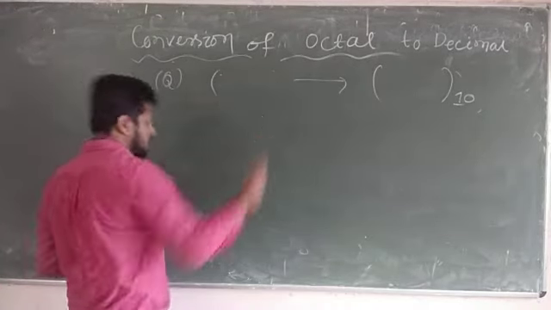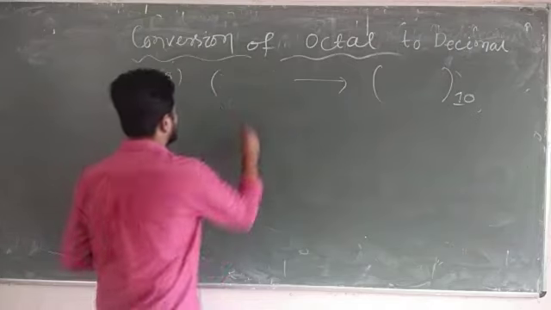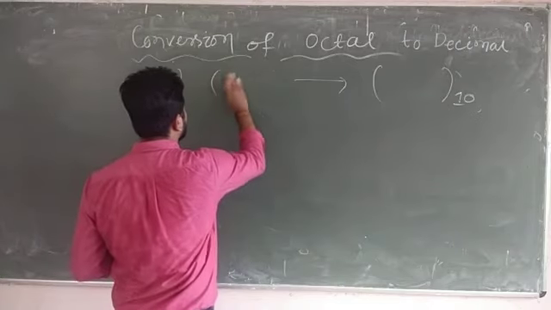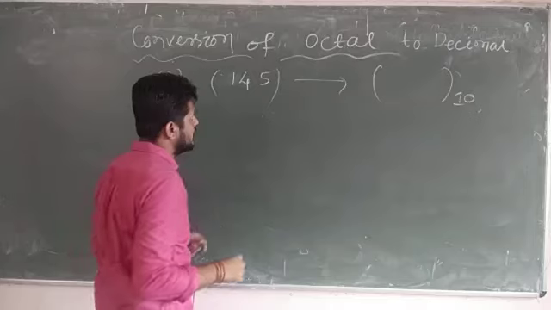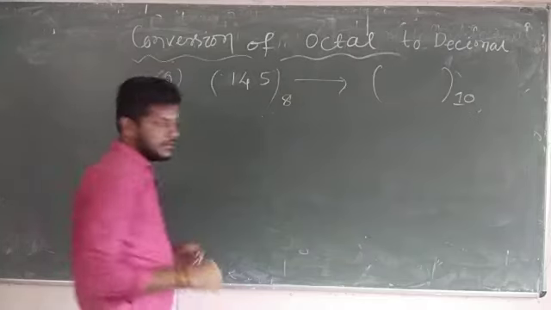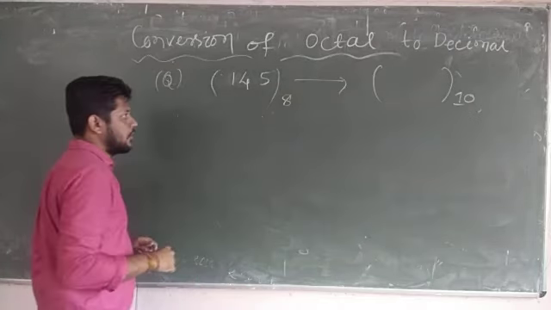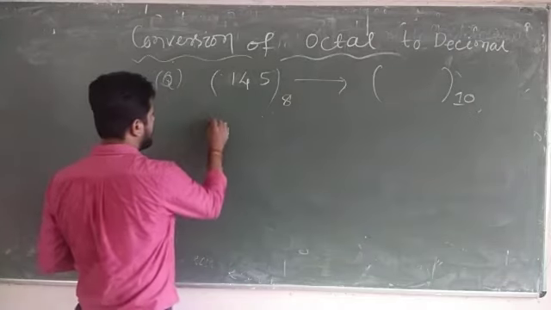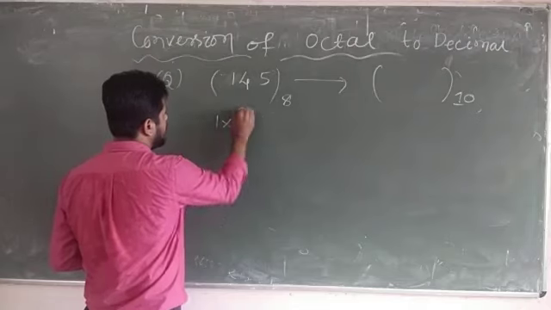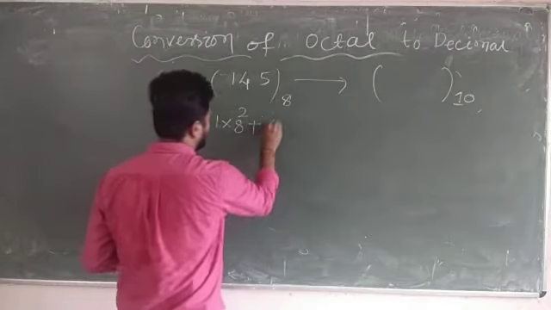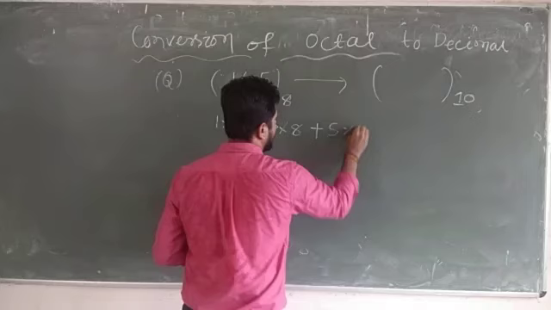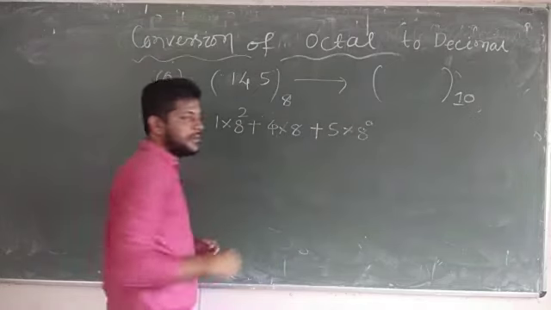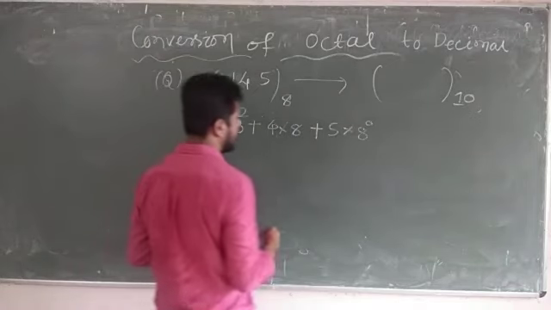The next same question is octal to decimal. The question given is 5, 1, 4, 5, and the number is in octal, and then convert it into decimal. So how to write? 1 into 8 square plus 4 into 8 plus 5 into 8 to the power 0. 8 to the power 0 means 1. So I can write directly.